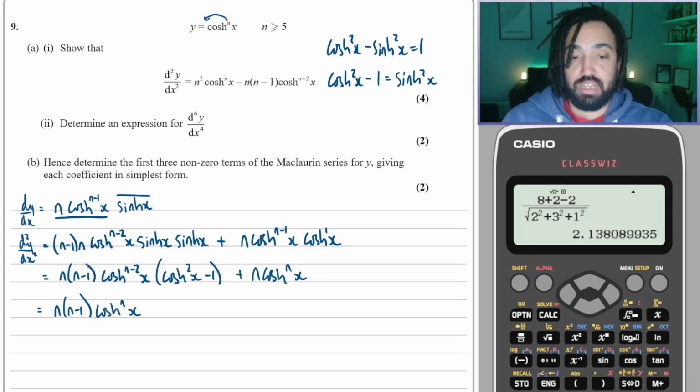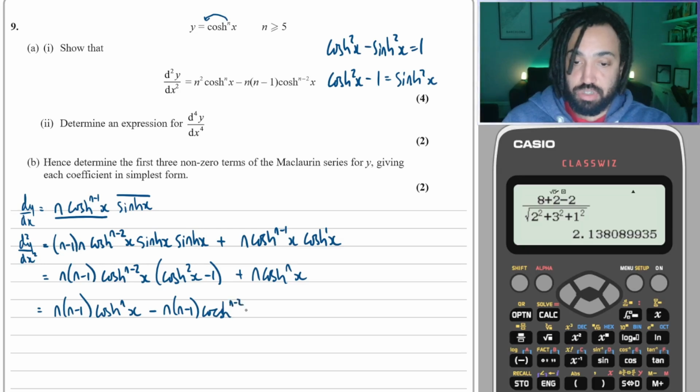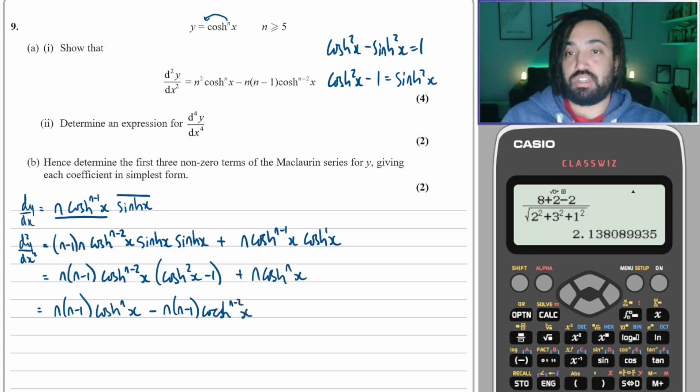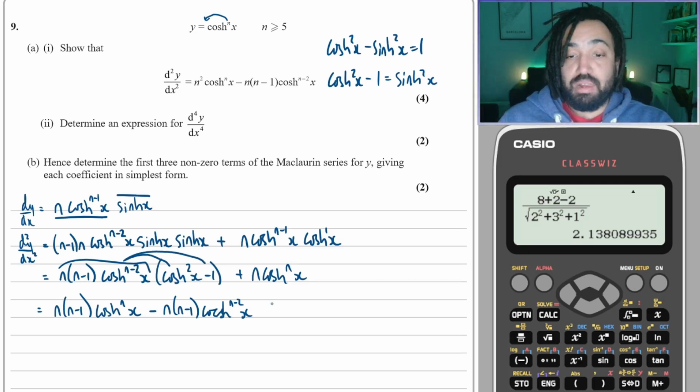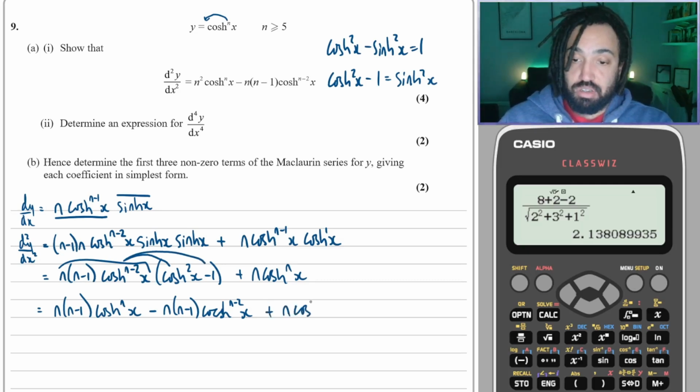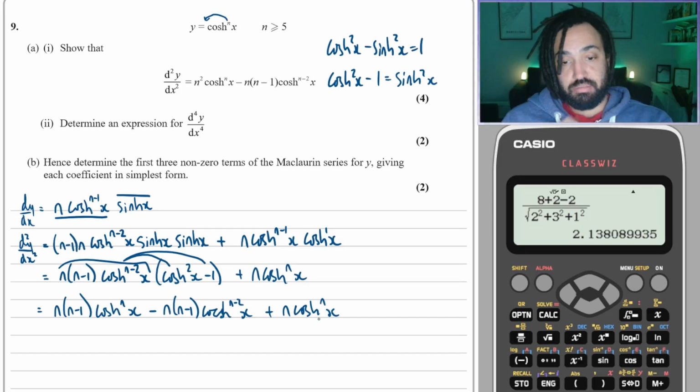And then I also need to multiply that by minus 1 as well, so I get minus n minus 1 cosh^(n-2) of x. Okay, so what I've done there, just to clarify, is I have multiplied out, I've times this part by cosh squared, and then I've times it by minus 1. Okay, and that's plus n cosh^n x.